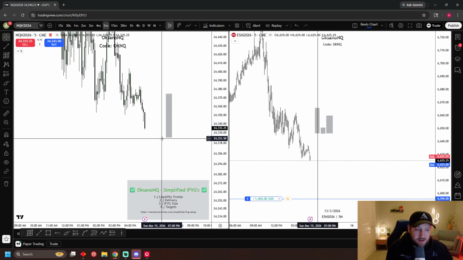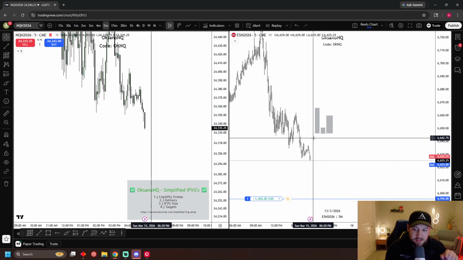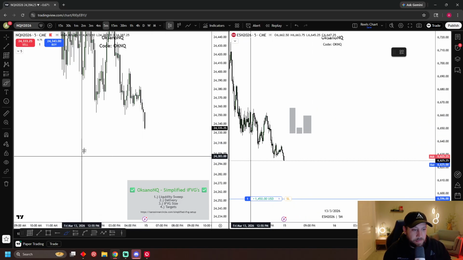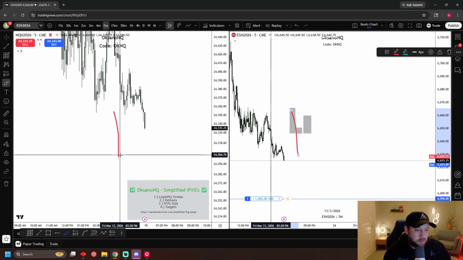So many times I've gotten in a trade and been like, dude, why is this not working? And then I hop over to ES and we have a gap that's holding still. So NQ puts in a bearish gap. ES puts in a bearish gap.